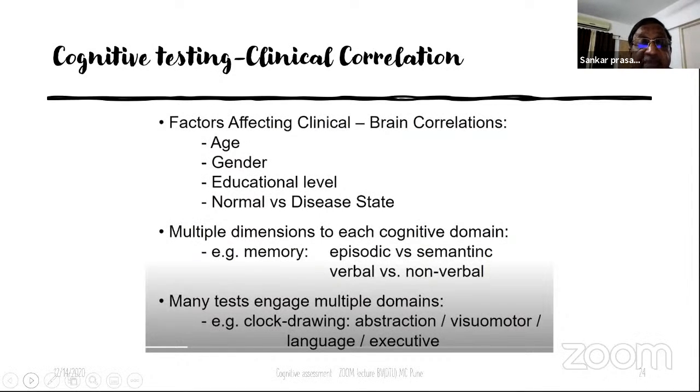Similarly, many tests engage multiple domains. If you look at the clock drawing test, it tests abstraction, visuomotor function, language, and executive function. By simply putting a circle, putting the numbers, the long hand, the short hand, showing the time, 4 marks are given. That clock drawing is a simple test, and if an individual is able to draw a clock, we can see that all the synapses that are connected are working perfectly in that individual.